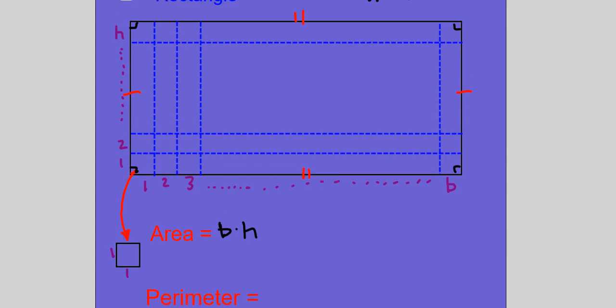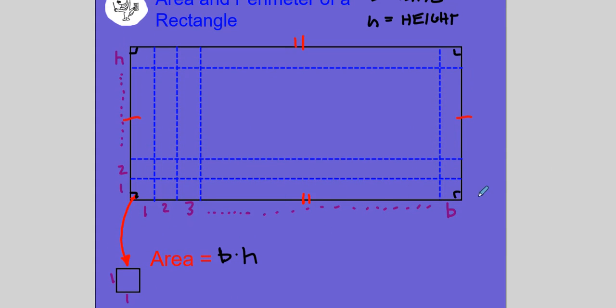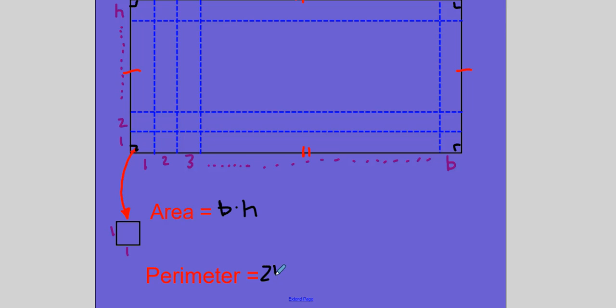The perimeter is I have a base here, a b here, a b here. That's 2 b's, so that's 2 times b. I just write that as 2b, which means 2 times b. And then I have 2 heights here and here.